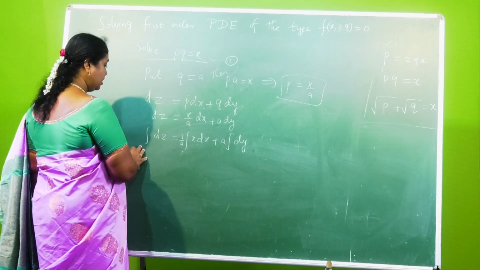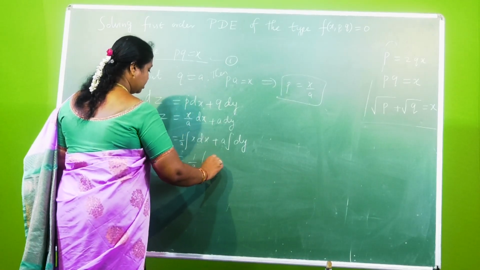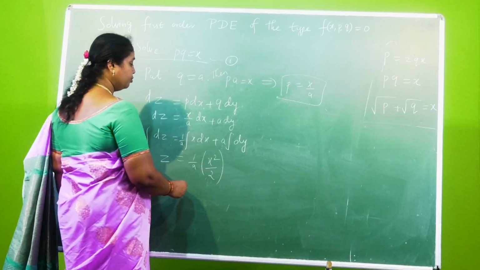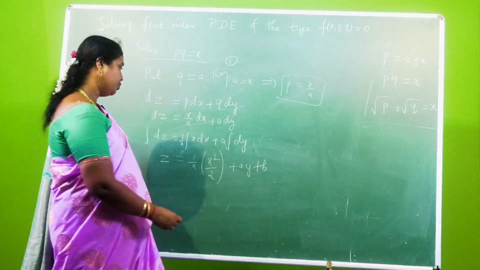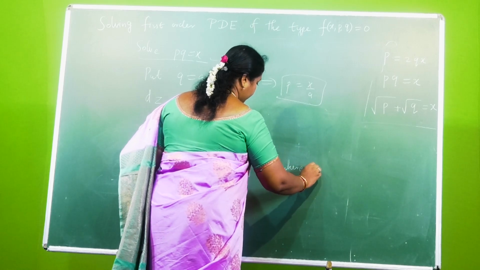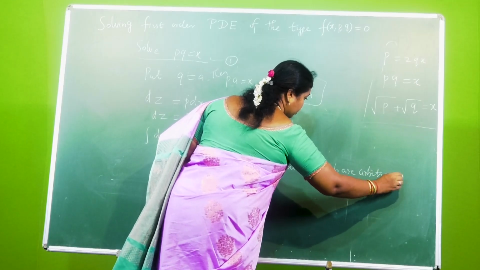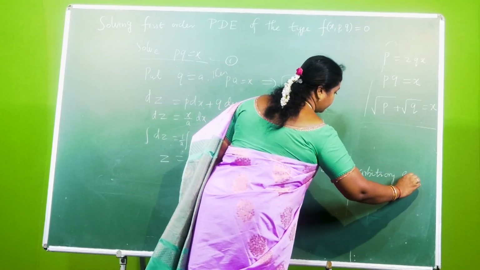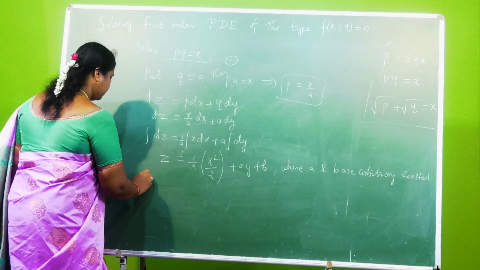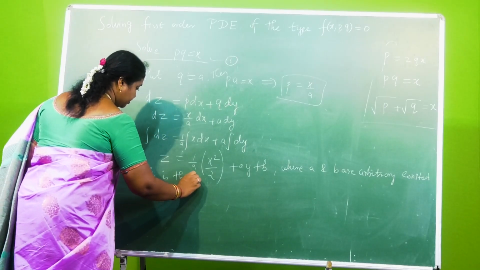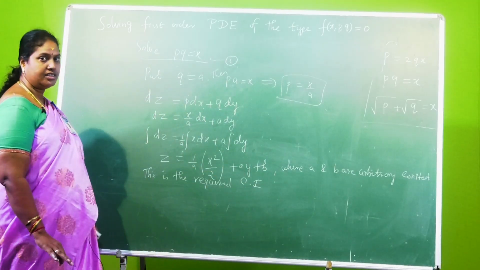It's a simple expression. So if you integrate dz, this gives you z; x will give you, as in the last problem, x square by 2; dy will give you y plus b. Where a and b are arbitrary constants, you should write this. So this is a complete integral. Okay, this is the required complete integral.